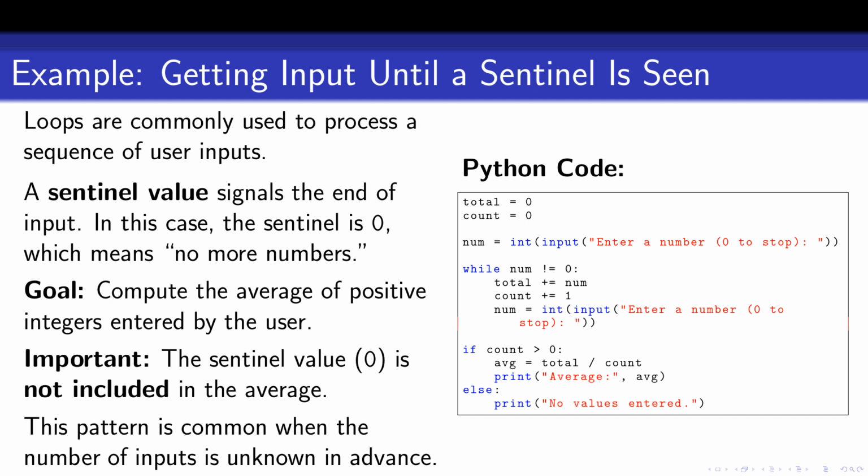This is a useful pattern when the number of inputs is unknown in advance, and it reinforces how to use a loop to handle variable length data. The inclusion of a condition to check for empty input before computing the average also demonstrates good defensive programming. It's important to ensure your logic can gracefully handle edge cases like 0 entries.